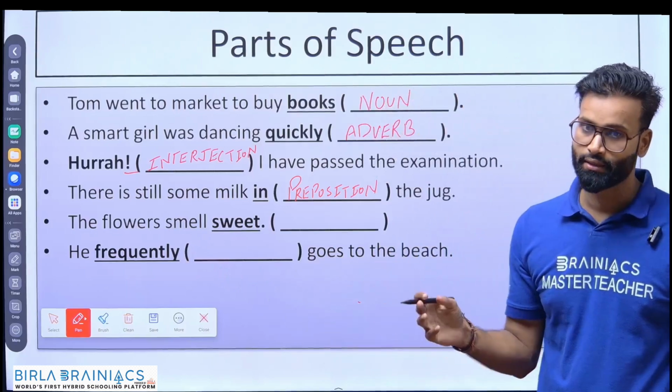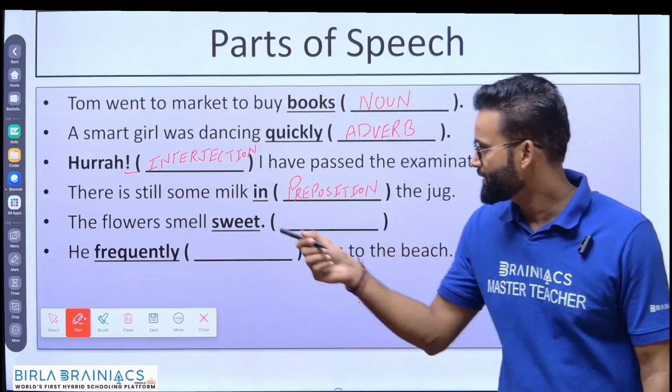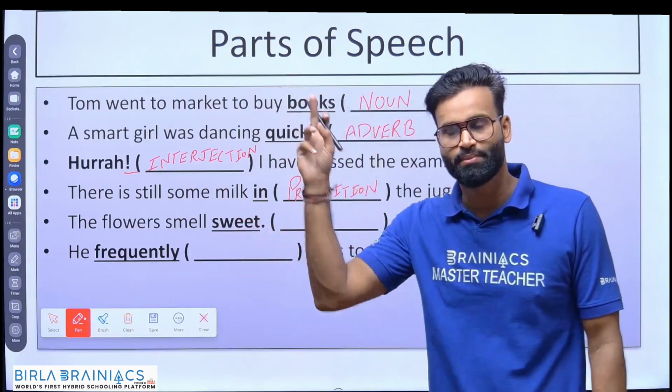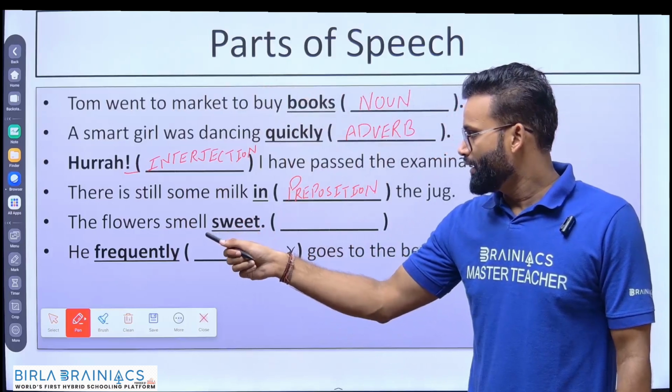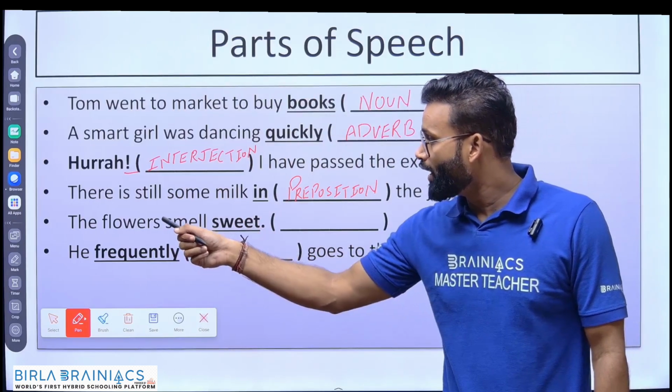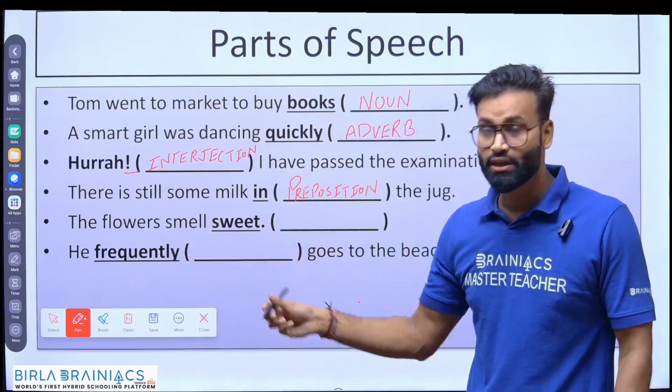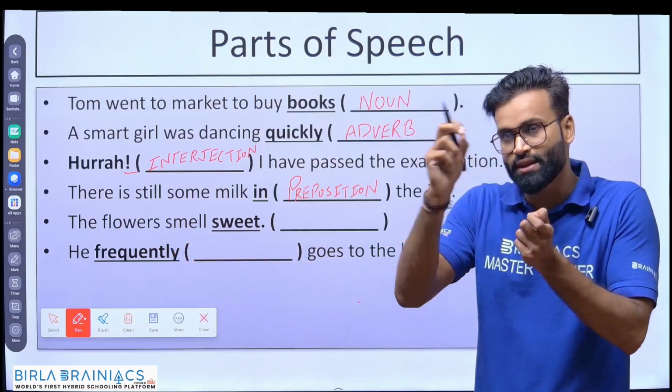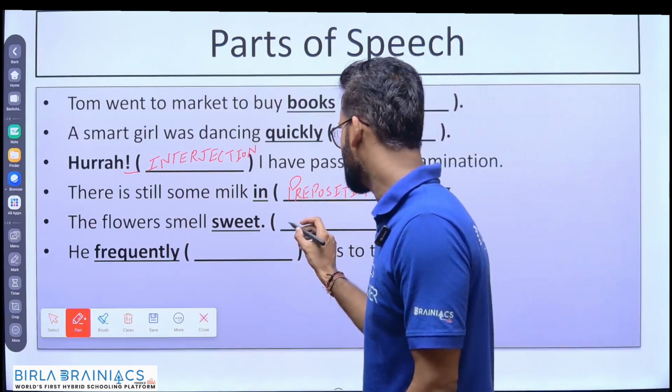Flowers smell sweet. Flowers is a noun, smell, smelled, smelled, verb. And how are these flowers? They are sweet. So it is basically describing. It is an adjective.